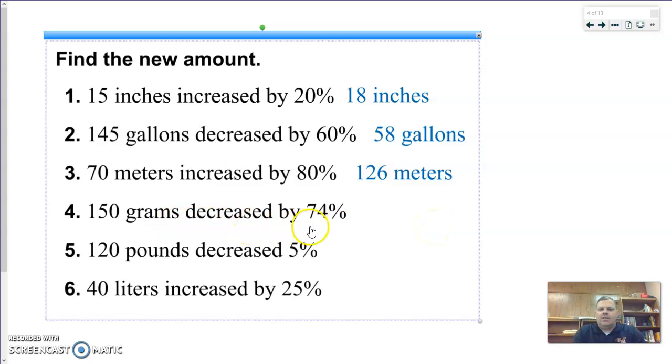We're going to decrease by 74%, so 150 times 0.74. We're going to get an answer, subtract that from 150. Our answer is 39. 5% of 120 is 6, so we're going to take 120 minus 6, because it's decreased. That gives us 114. And in the last one, we're going to take a fourth of this and increase it. So a fourth of 40 is 10. So we're going to increase by 10 to get 50.